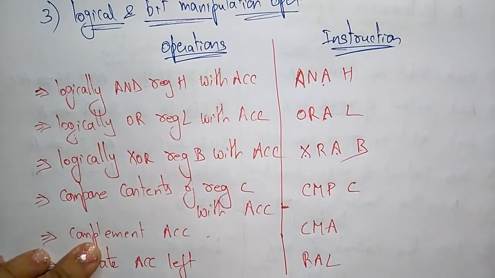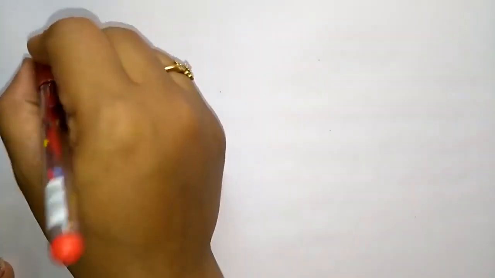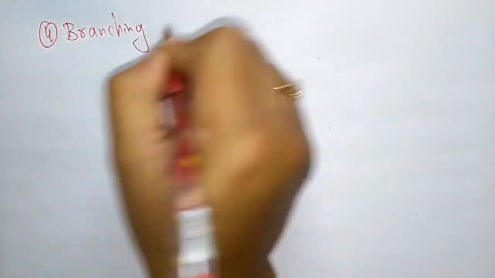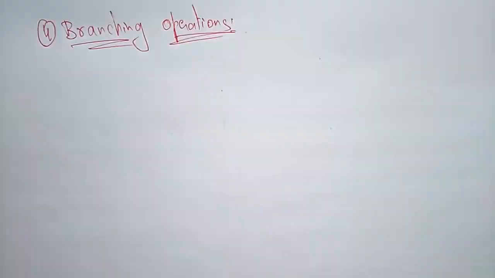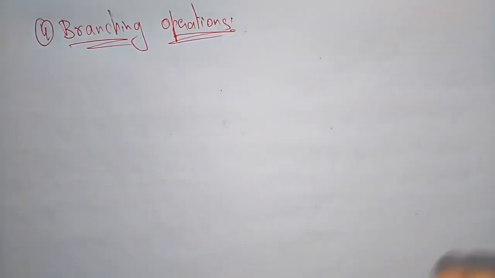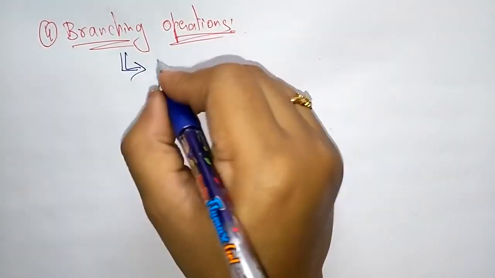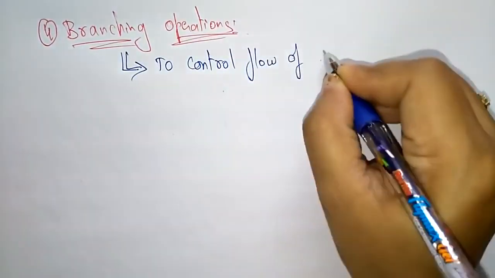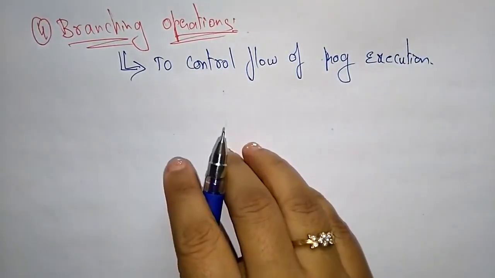Now let us see the fourth one. The fourth operation is the branching operations. What are the instructions that are present for the branching operations? Let us see. The fourth one is branching operations. These operations are used to control the flow of program execution. The main use of branching is to control the flow of program execution.